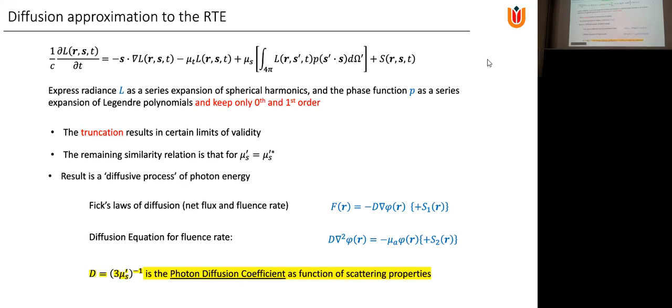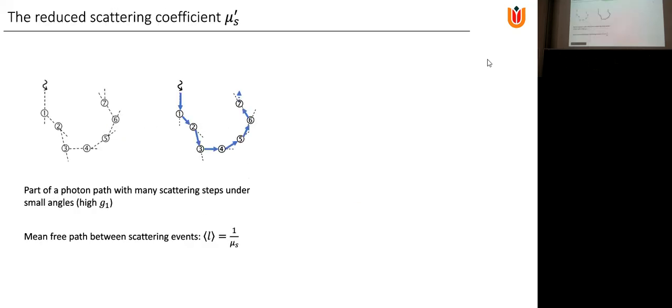D, the diffusion coefficient, turns out to be, if you fill it in to the equations, 1/3 times µs prime. So the diffusion coefficient is just expressed as a function of the µs prime. Okay, so what is this reduced scattering coefficient?